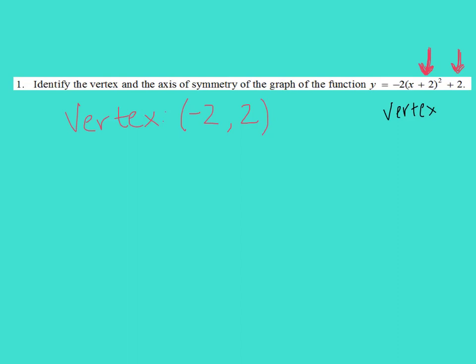Now, if I have my vertex, my axis of symmetry is a pretty quick find because it will always be the same as the x-coordinate of the vertex. So the x-coordinate of the vertex is -2, which means my axis of symmetry is x equals -2.